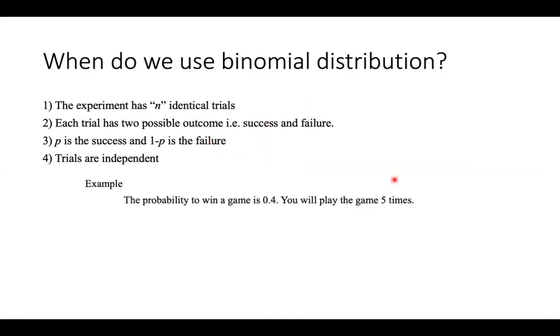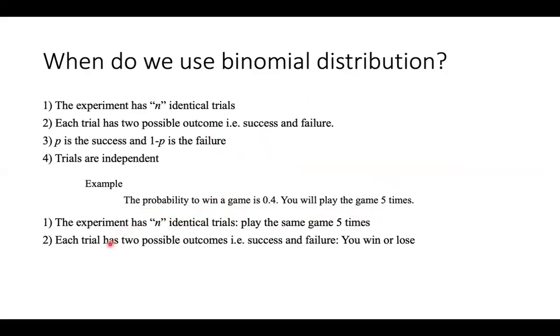So let's apply it to a question. The probability to win a game is 0.4, and you'll play the game 5 times. In here, we do have n identical trials. That is playing the same game 5 times. And each trial has two possible outcomes, success and failure. So winning the game would be the success, and losing the game would be the failure. And you can see that p is a success, 0.4, and 1 minus p is a failure. So 1 minus 0.4 would be 0.6.